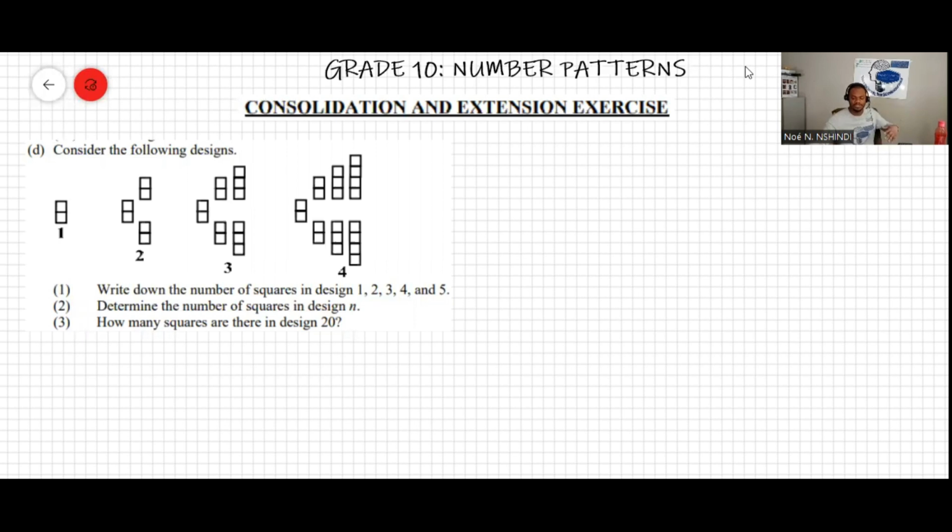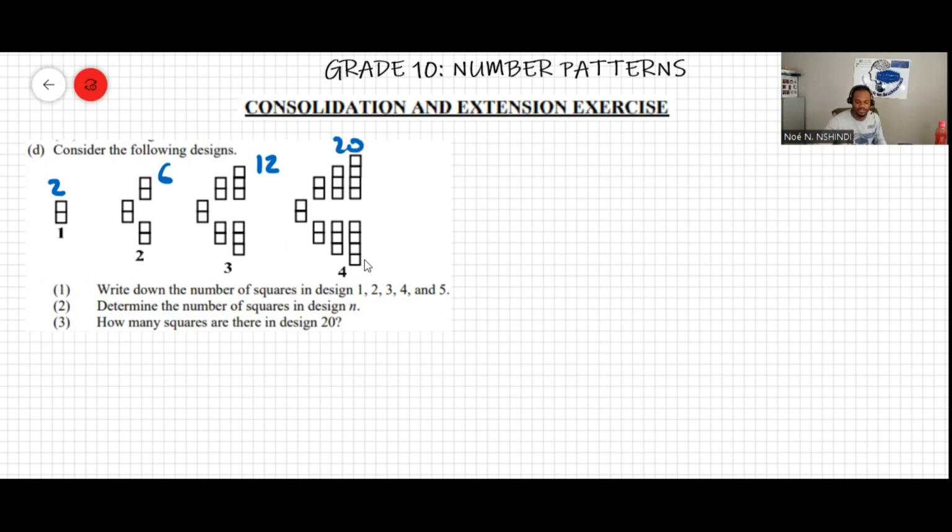Well, we have another question here, question D. The question says consider the following designs. Okay, the designs are here. Question 1 says write down the number of squares in design 1, 2, 3, 4, and 5. Now we can see that over here we have 2 squares. And over there are 3 twos, so that makes 6. Over here there are 6, plus 3 is 9, plus 3 is 12. Here we already have 12, plus 4 makes 16, plus 4 is 20.